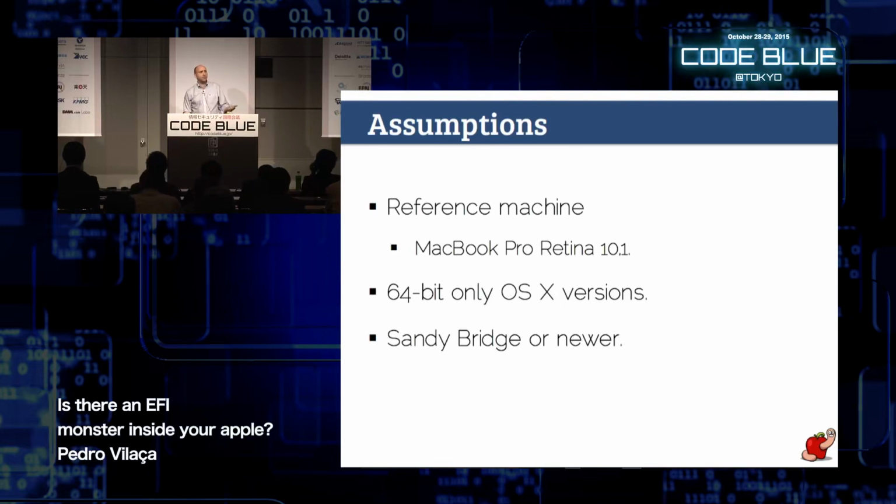I only care about 64-bit operating systems from macOS. The thing is, 32 bits is dead in terms of Apple, so I don't care about that. And also only Sandy Bridge or newer chipsets. This means that, for example, Core 2 Duo machines, I'm not interested in. I will show you why. Those machines are basically breakable. They are not secure. So if you use those machines, just buy a new one.